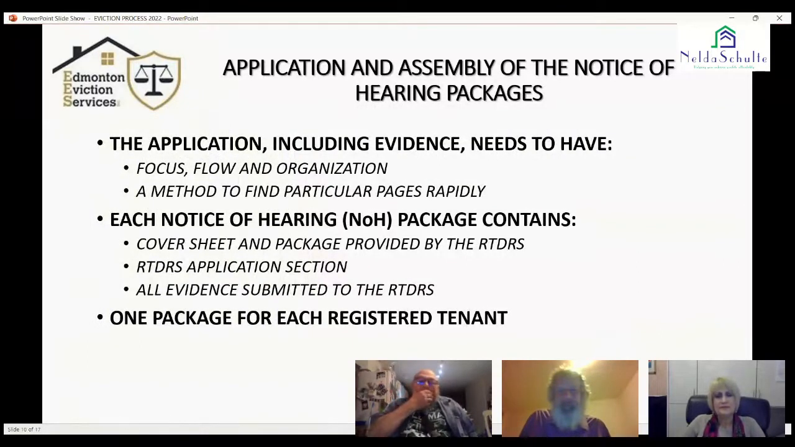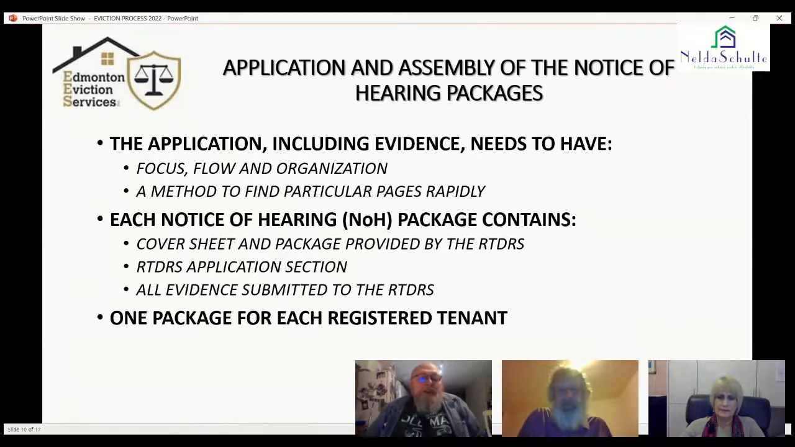So the application and summary of the notice of hearing. The application needs to have focus, flow, and organization. That's the best way I can put it. And a method to find particular pages rapidly when you're in the hearing. So you have two chances to shine your side, and one is in the application itself, and then the other when you're at the hearing. So to me, you need to be organized, have things in a manner that flows and brings focus to what you want the judge or adjudicator to know, to see, to understand.